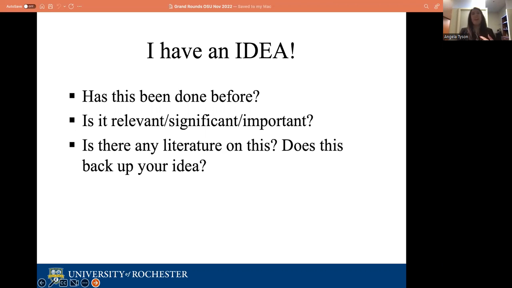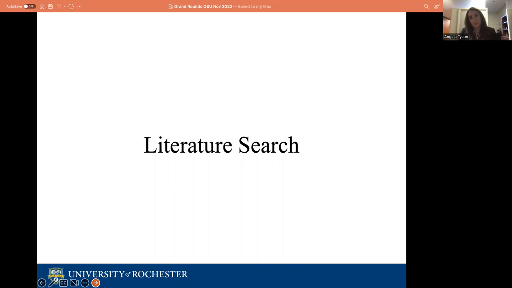And if you don't have anything to back you up, you're going to have a real difficult time because you are starting from absolute scratch, which is commonly the situation that I'm in, at least from data in the United States. If there's nothing to back up your data, you are really starting from the ground up, but it can be done. So, a literature search.